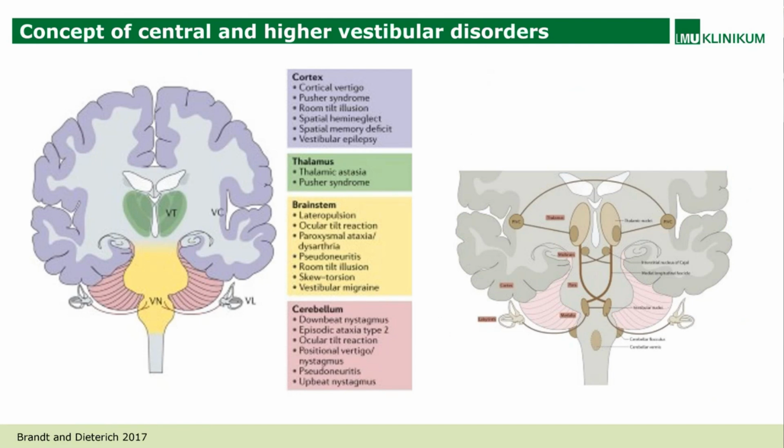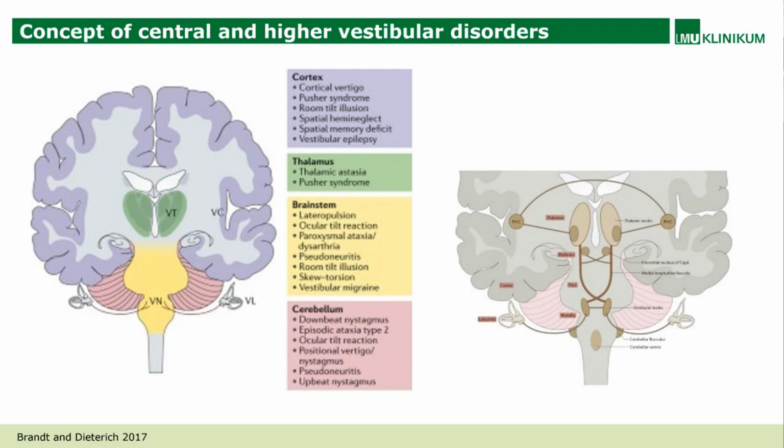And now we are coming to these concepts of central and higher vestibular disorders, and essentially they are based on two assumptions. First, if you have lesions which hit these kinds of networks, you may end up with a vestibular disorder, which can have different phenotypes. It can be vertical dizziness, imbalance, and so on. But the second thing is that you may also have vestibular disorders which have a phenotype of another system. For example, room tilt illusion.